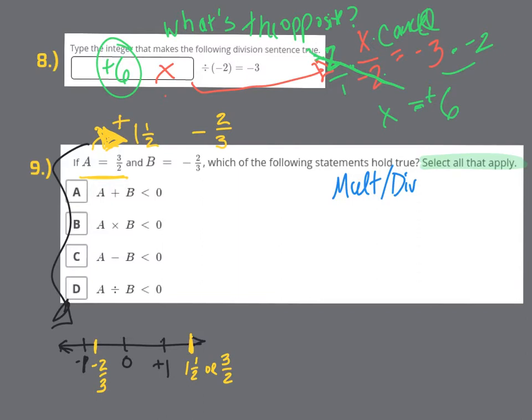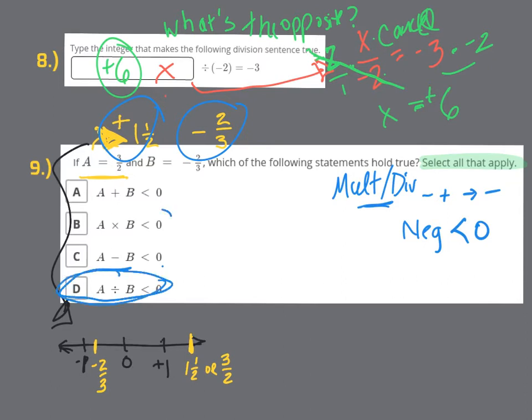So I know right now, if I multiply these two numbers, then I'm going to be multiplying or dividing a negative and a positive. Whenever I do that, my answer is always negative. Okay, so is negative a negative? So over here, I've got this is below zero. Well, my negative is in fact below zero, right? So if I know both of these are going to be negative, then this below zero here for D is correct, and also for B, correct.